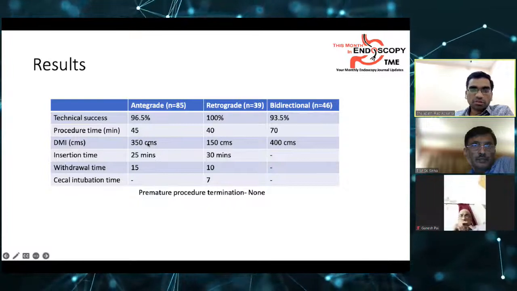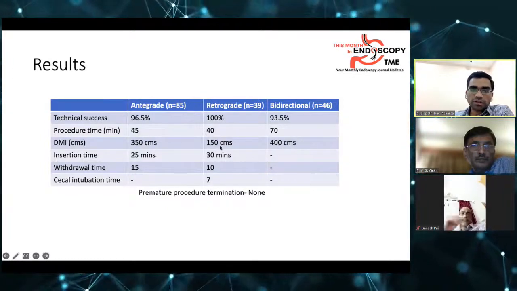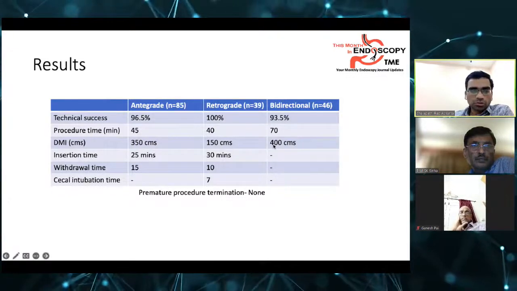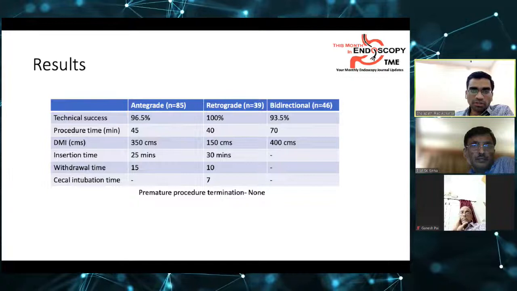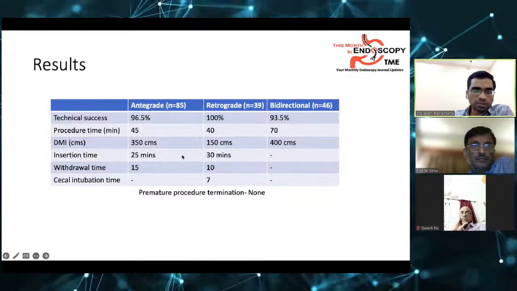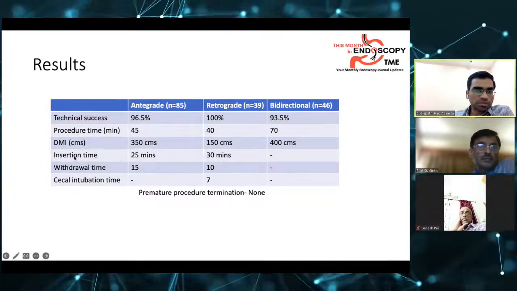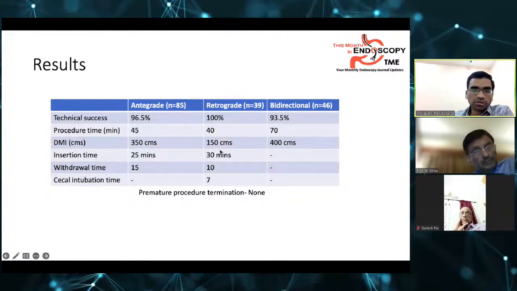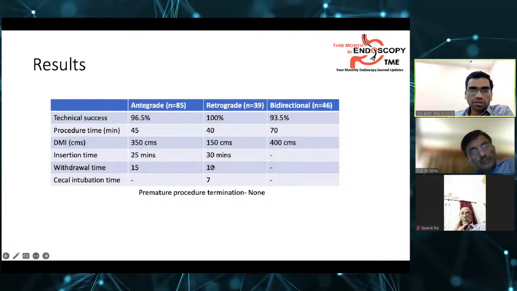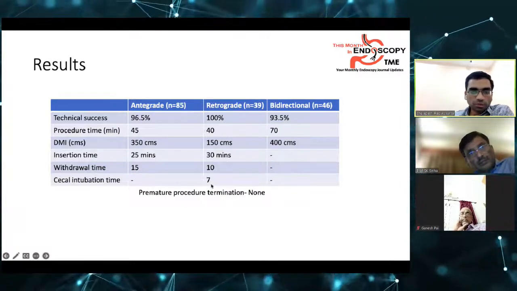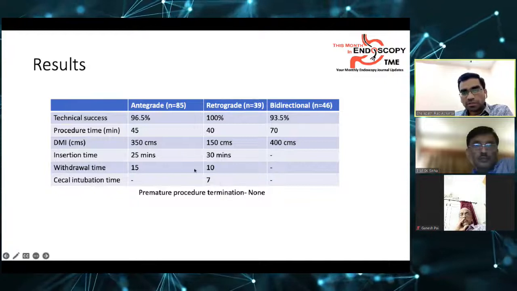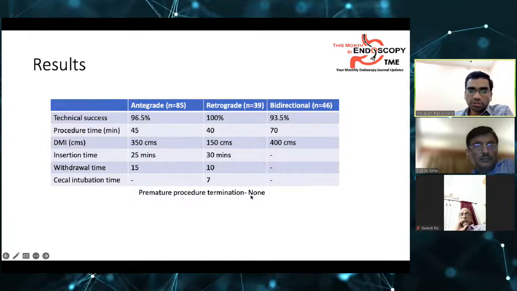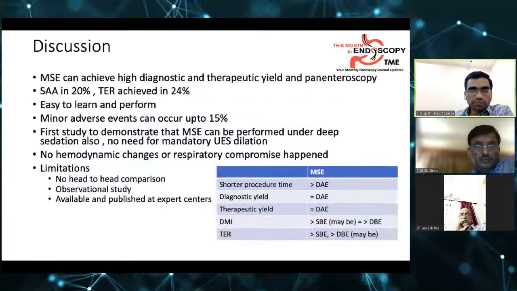Depth of maximal insertion is also deeper, 350 centimeters in antegrade, 150 centimeters in retrograde, and 400 centimeters in the bidirectional group. So this depth of maximal insertion is arbitrary as of now, but still it is recorded as per the endoscopist's discretion. The insertion time is 25 minutes in antegrade route, and in retrograde route it is 30 minutes. Withdrawal time is 15 minutes and 10 minutes in respective groups. More importantly, the cecal intubation time is around 7 minutes in the retrograde group, and there is no case where the procedure had to be terminated prematurely.